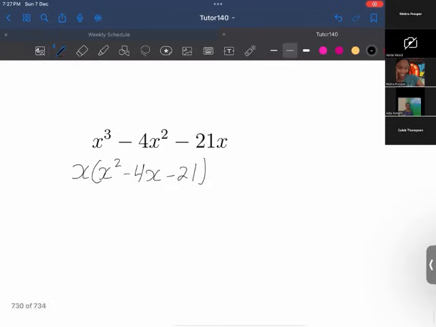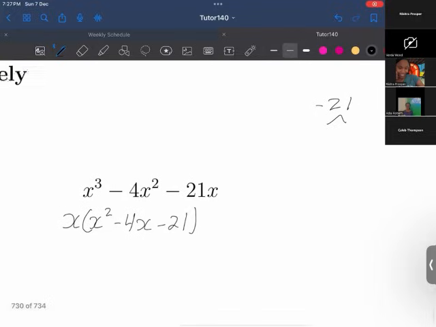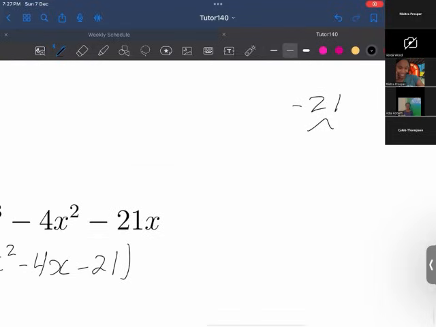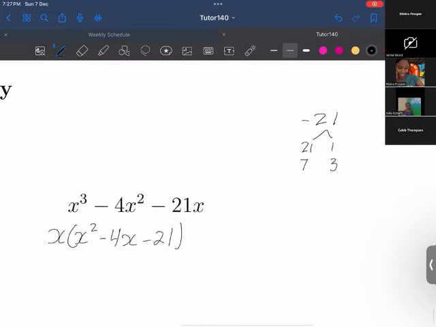Remember quadratic equation? We want to find factors of 21 that multiply to get negative 21, but also they add to get negative 4. So I'm just going to list the factors of 21. I know 21 times 1 is 21, and then 7 times 3 is 21. So now, remember, they have to multiply to get negative 21, but also have to add to get negative 4. You can't just make any of these negative or any of these positive. You have to be intentional about which one you make negative.